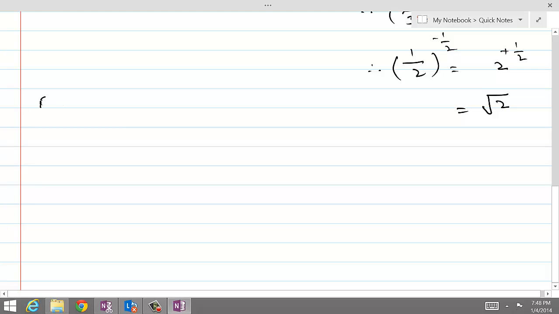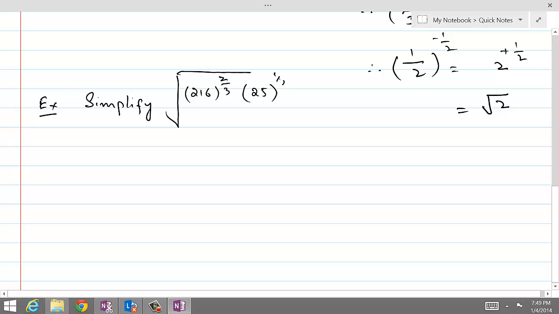So example, simplify (216) power 2 by 3 into 25 power 1 by 2 divided by 0.04 power 3 by 2.